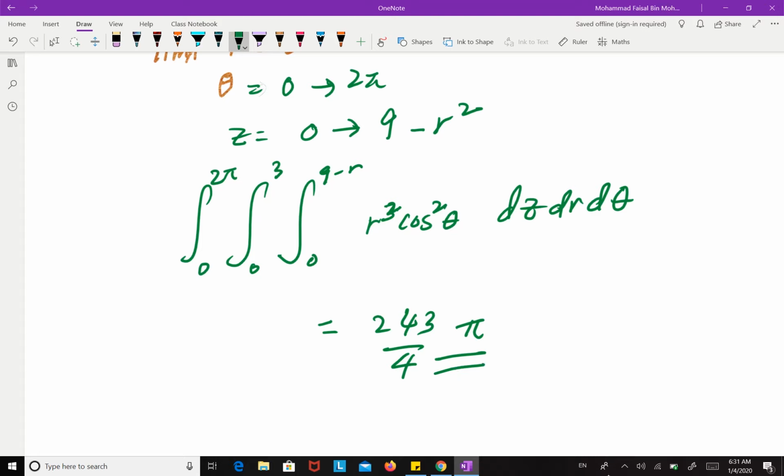Remember, you cannot integrate this directly. You have to use the trigonometric identities.